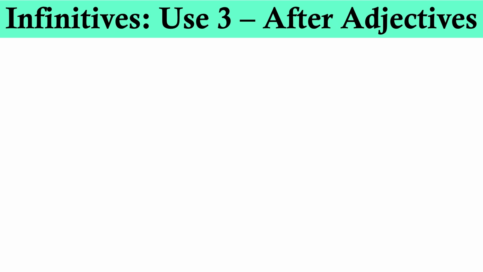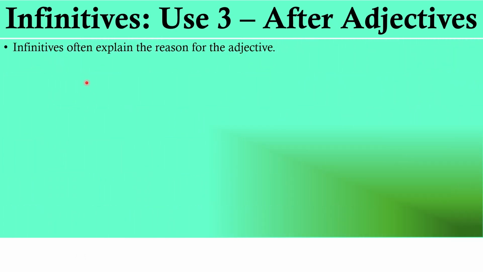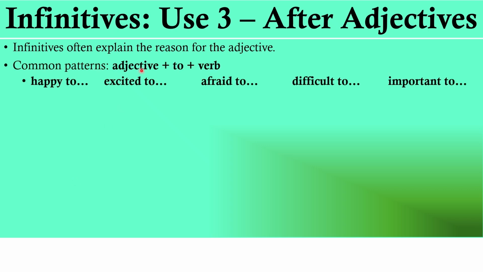Infinitives are also very common after adjectives. In many sentences, the infinitive helps explain the reason for the adjective. A useful pattern to remember is adjective plus to plus verb. Here are some common examples: happy to, excited to, afraid to, difficult to, important to.